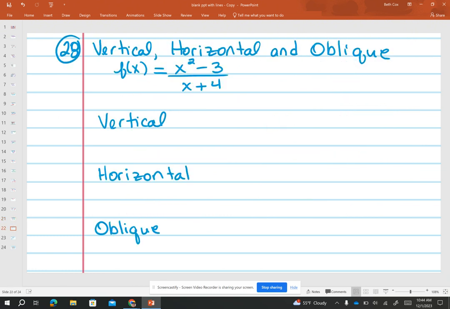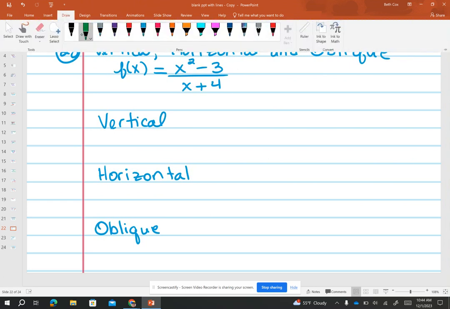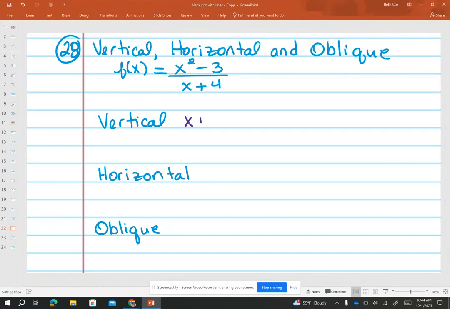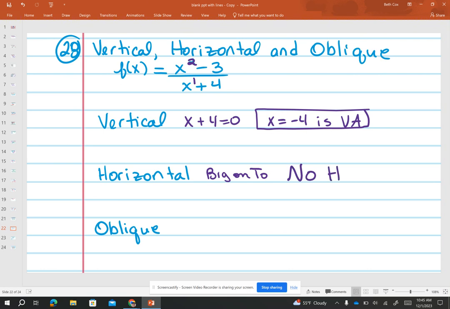Okay, 28. Same question. All right, the vertical. Set the denominator equal to 0 and solve. Here we go. So we have x plus 4 equals 0. X equal negative 4 is the vertical asymptote. No holes. Horizontal. Compare the degrees. 2 and 1. This is big on top. No horizontal.